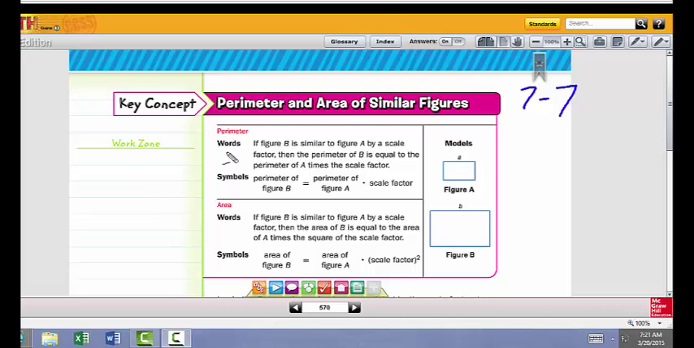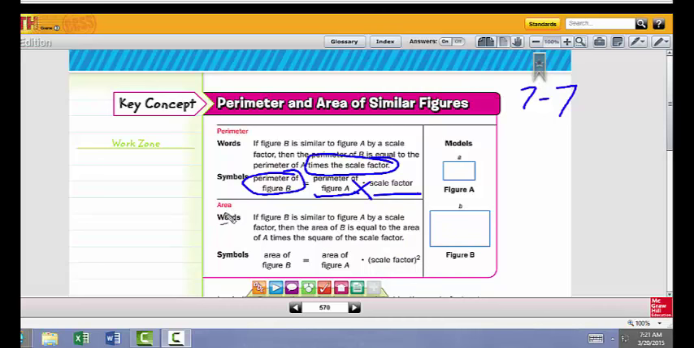When we're talking about perimeter in words, if we have a figure B which is similar to figure A by a scale factor, then the perimeter of B is equal to the perimeter of A times that scale factor. That's all there is to it. So if you're looking for the perimeter of figure B and you know the perimeter of figure A, it's a matter of multiplying that perimeter of A times the scale factor, and you can calculate the perimeter of figure B.